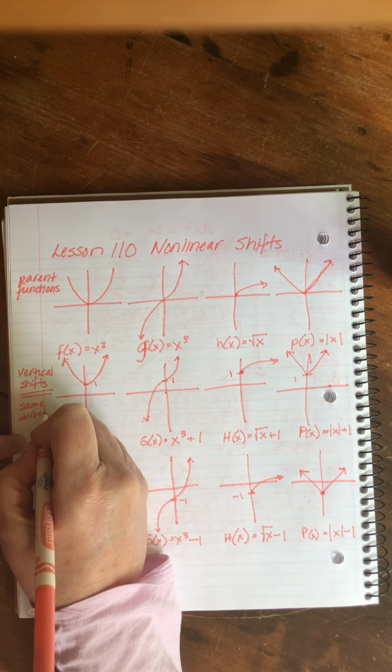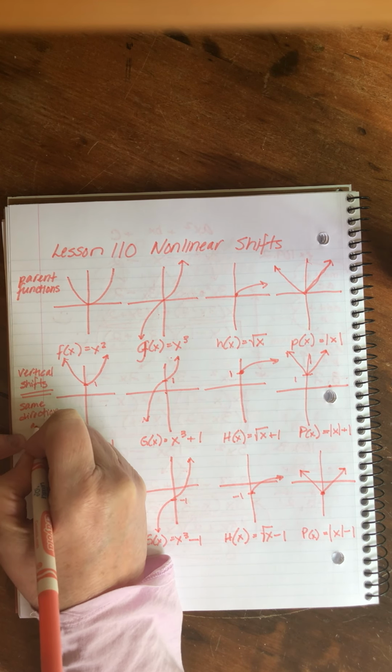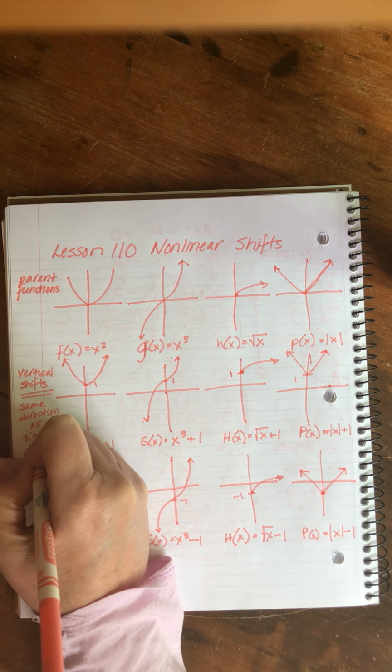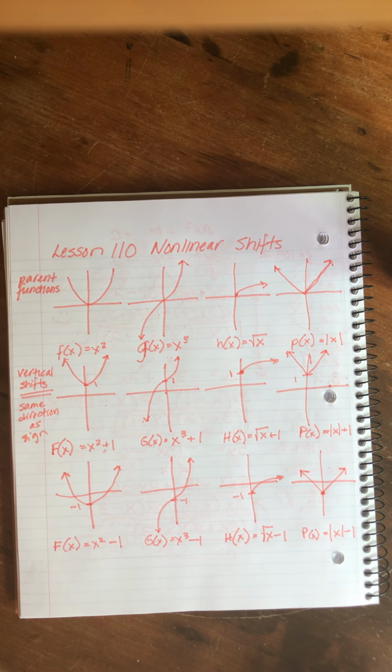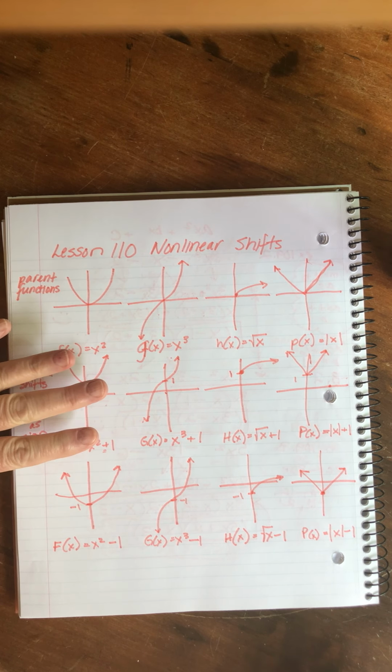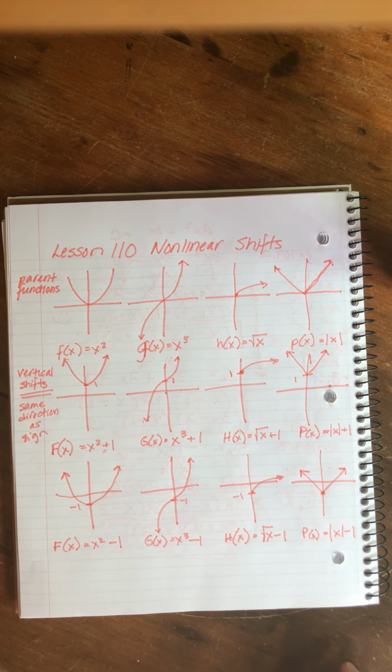Same direction as the sign. Okay, that's your hint that maybe something else is going to be different, and that's exactly right. All right, so vertical shifts up, vertical shifts down, add one, subtract one. Picture stays the same, it just moves up and down.